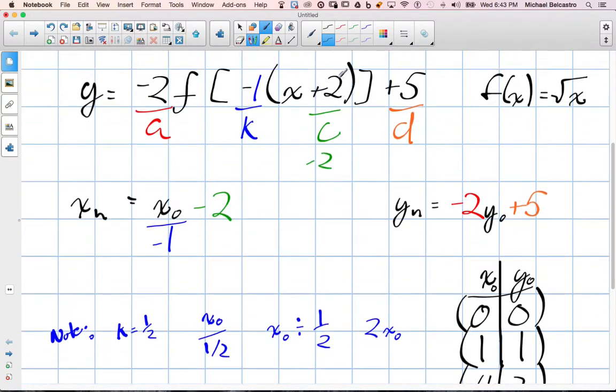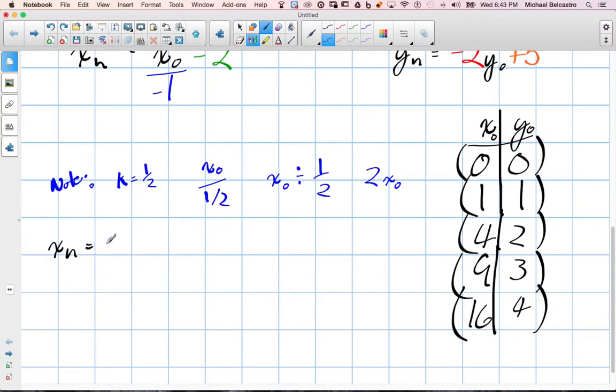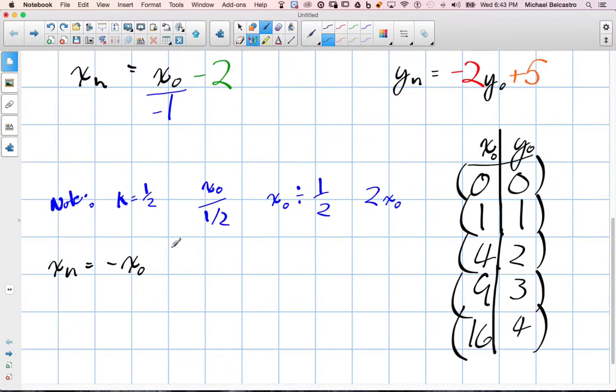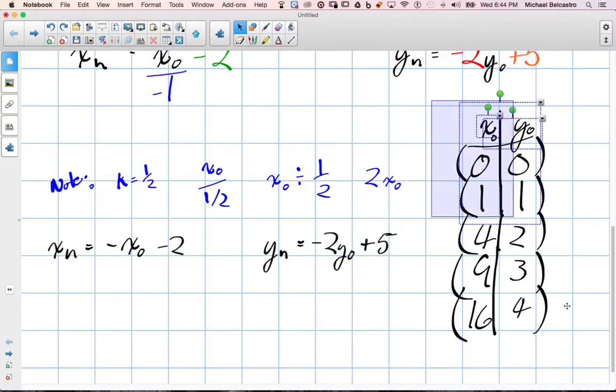If you remember our little equation where we write it over here, x new is equal to, when I divide by -1, it's the same as multiplying. So I'm going to say x old minus 2. That's our one equation. And the new y is -2 y old plus 5. Great. So this is just literally plugging values in and getting new coordinates. Let me move this over so I can make a new chart here.